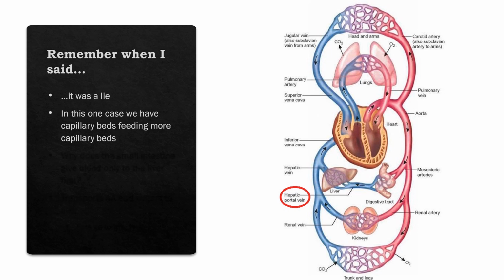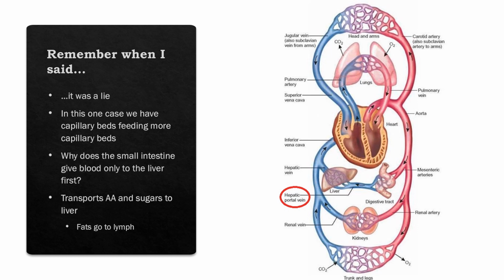What's also important to understand is that this is very slow because you're going through a very low pressure system with capillaries that surround it, both on the incoming and outgoing side. And so the movement of blood from the small intestine to the liver is relatively low paced compared to some of the higher pressure systems we've seen. So again, think about why this is the case. Why does blood go from the small intestine to the liver first and not just directly back to the body?